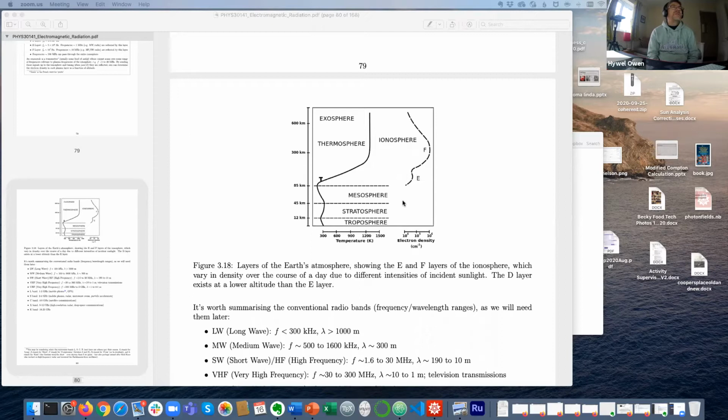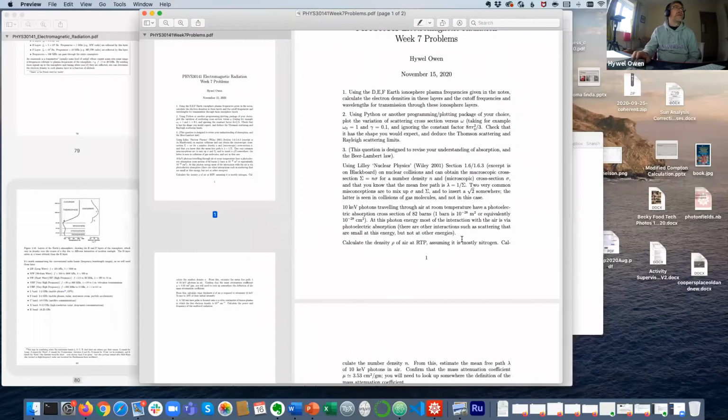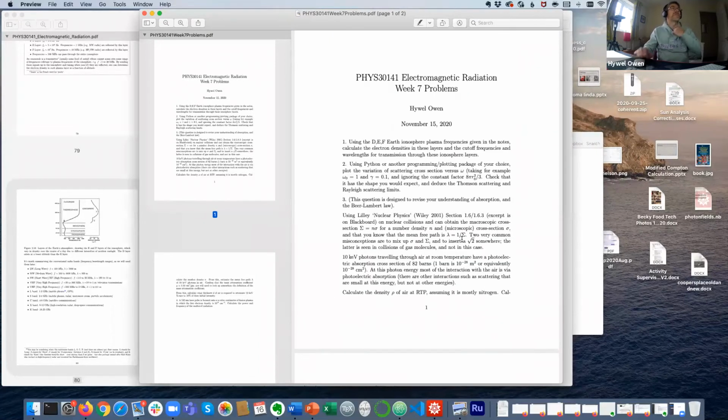Because they have different electron densities, we can then calculate different plasma frequencies. In example 7, I ask you to explicitly calculate those frequencies. So I'll bring up example 7 here. Here we are, the first question: using the D, E, and F Earth ionosphere plasma frequencies given in the notes, calculate the electron densities in these layers and the resulting cutoff frequencies and wavelengths for transmission through these ionosphere layers.